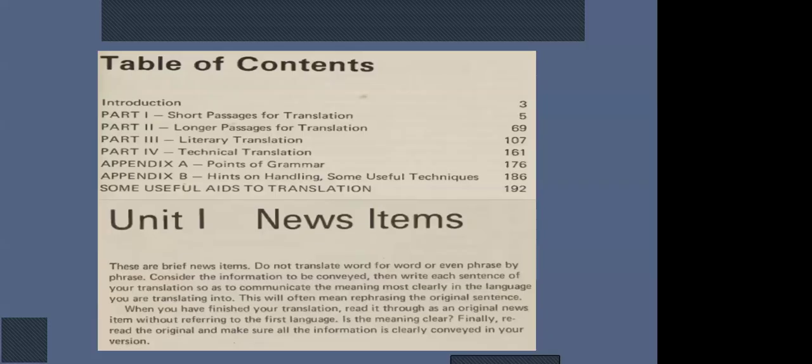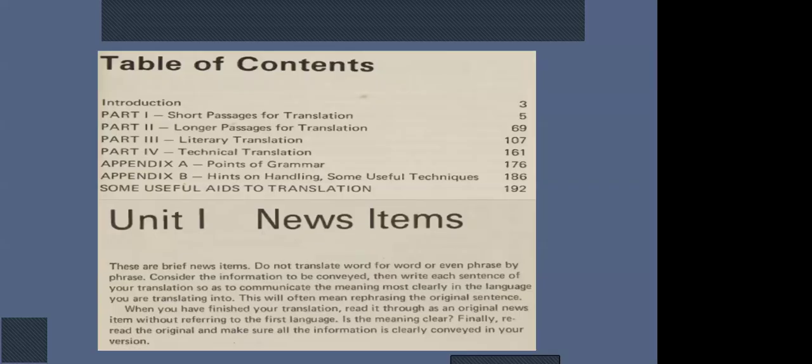It's very early in the morning, so our brains are fresh, and I think it's a good moment for us to start familiarizing ourselves with a dynamic, because there is a dynamic that is fairly repetitive here. These are brief news items. Do not translate word for word or even phrase by phrase. This is very good advice, okay? Remember that we go idea by idea. That's where we're going. Consider the information to be conveyed, right?